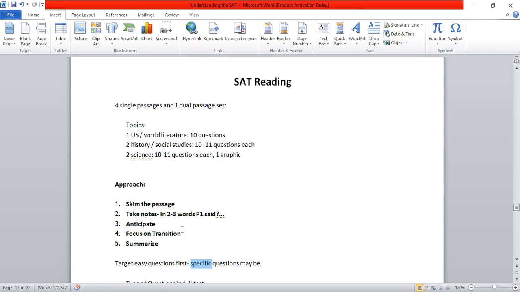But that's optional. For a few people, I've seen that not all, but a few types of specific questions are not always easy. So my whole idea is that you should target the easy questions first, by which I do not mean that you read all the questions and then select which one to do. That way you will waste a lot of time.